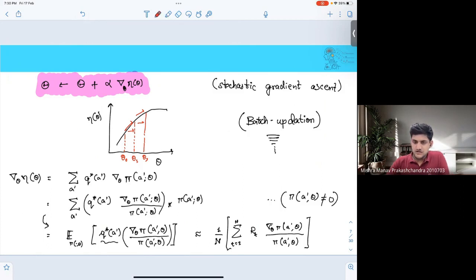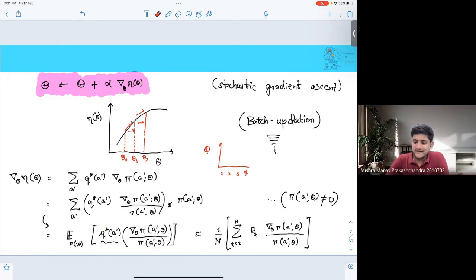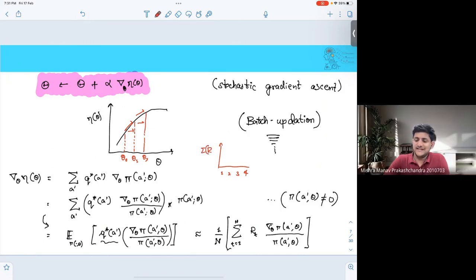So I have four arms: 1, 2, 3, 4. I am maintaining the Q value in the value based method. Or not the Q value, maybe I should call it the reward. So I'm maintaining a reward, something like a sum of the reward.